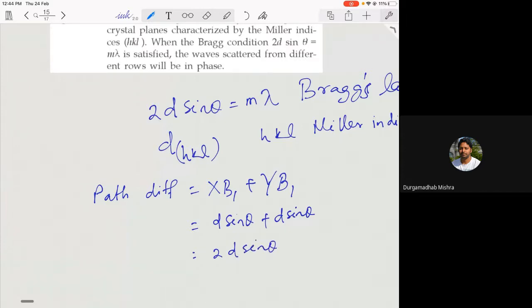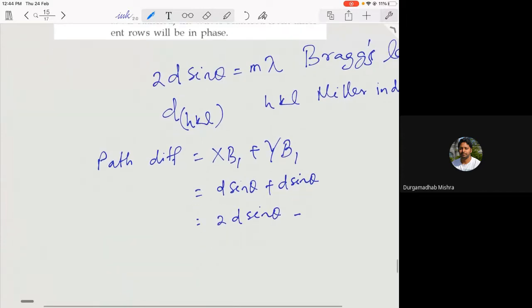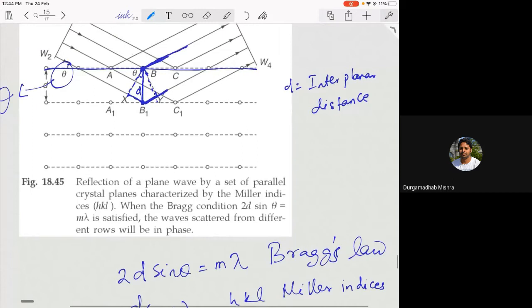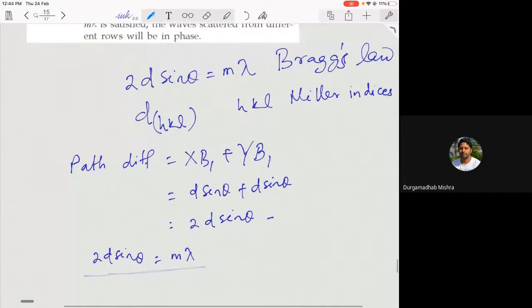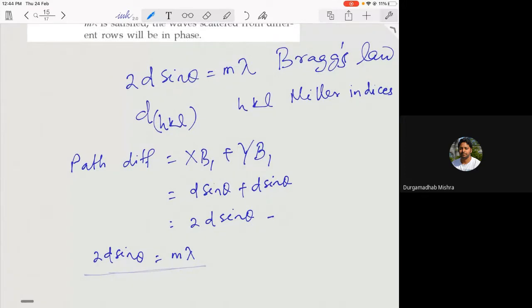And then if this path difference is an integral multiple of lambda, you will have constructive interference, and that is when you will observe a peak due to the diffraction. So these two waves will constructively interfere if this condition is satisfied, and you will obtain a peak. Okay, so this is your Bragg's law.